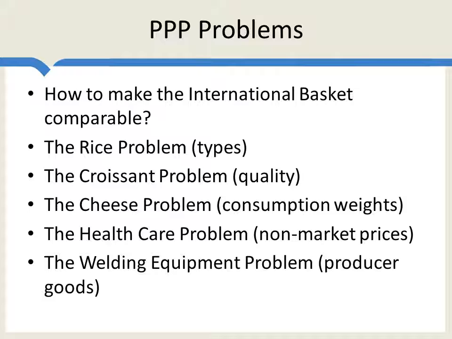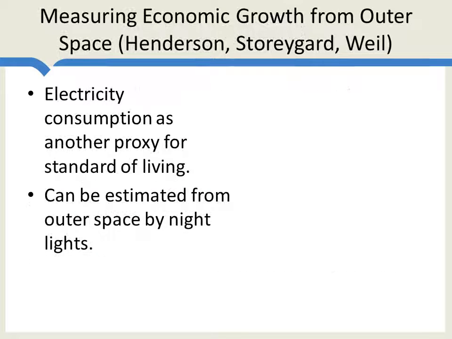Then everything that I've said so far also applies. We want to look at producer goods. You know, the welding equipment. How are you going to find comparable welding equipment? So everything I've said about consumption goods, about creating a basket of consumption goods, we also want to include in there producer goods. So that just adds to our problems. The quality of data in poorer countries also tends to be quite poor. So this motivates other ways of trying to figure out what GDP or standard of living is like.